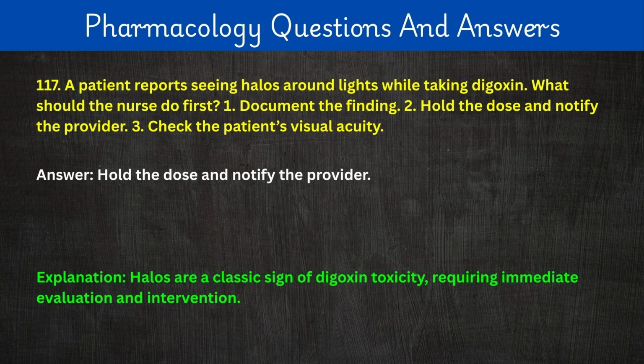117. A patient reports seeing halos around lights while taking digoxin. What should the nurse do first? 1. Document the finding. 2. Hold the dose and notify the provider. 3. Check the patient's visual acuity. Answer: Hold the dose and notify the provider. Explanation: Halos are a classic sign of digoxin toxicity, requiring immediate evaluation and intervention.